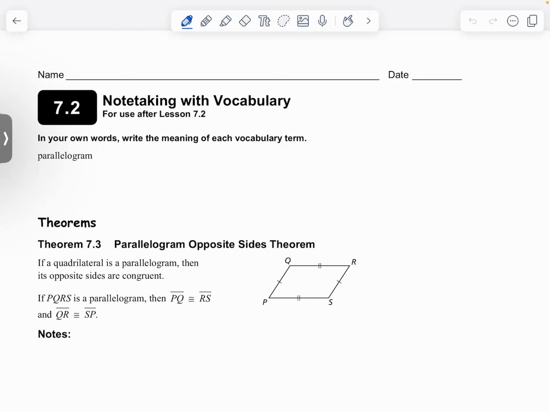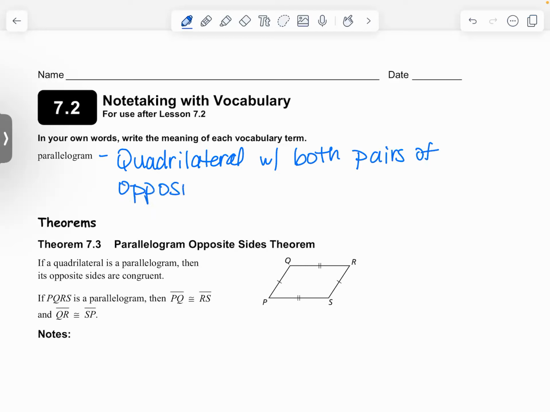Okay, 202. A parallelogram is a quadrilateral with both pairs of opposite sides parallel.